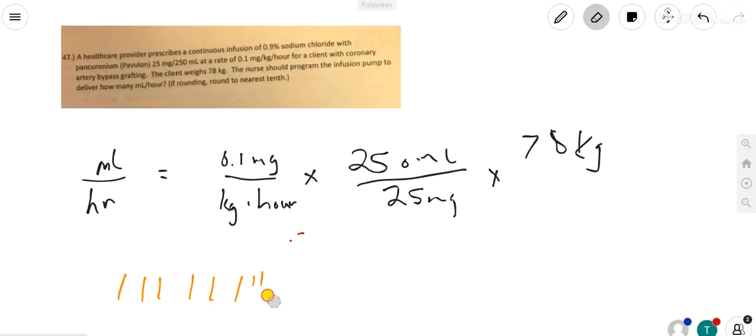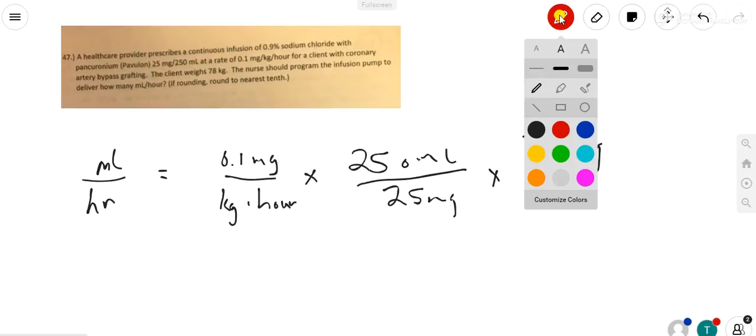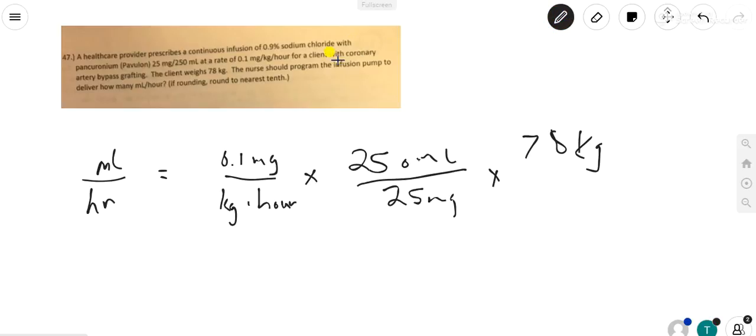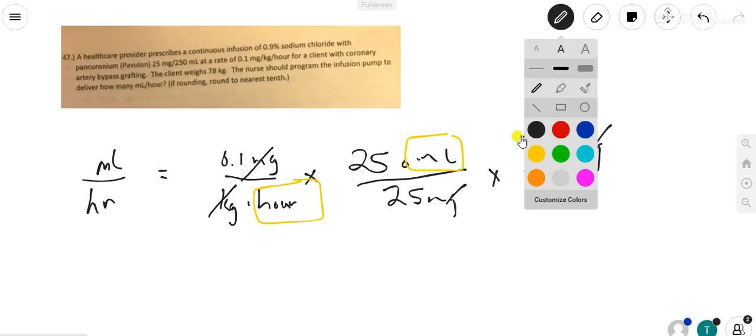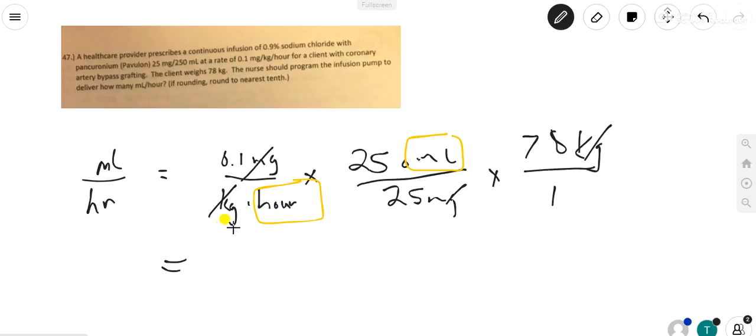Okay, so getting back to this, it's just multiplying everything out. So we cancel this out. We need the milliliters, that's going to stay. We cancel milligrams. And we're left with what they asked for: milliliters per hour. And that's it. So you can tell me what that answer is.